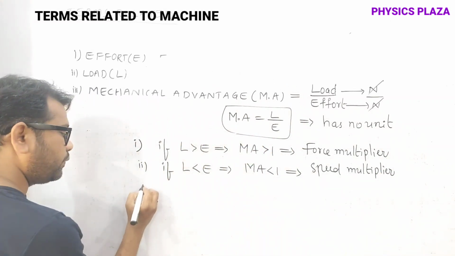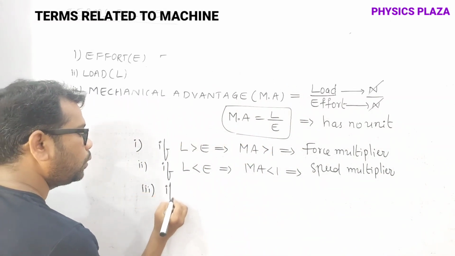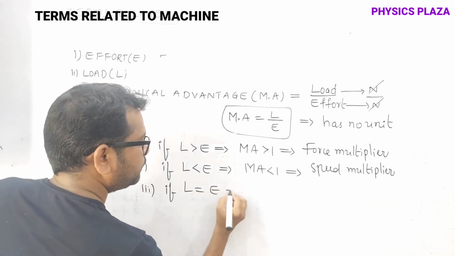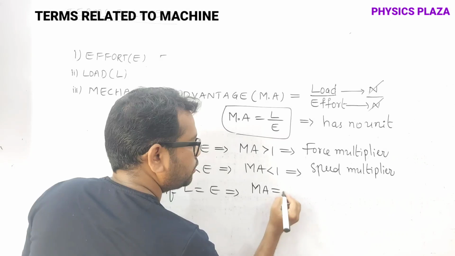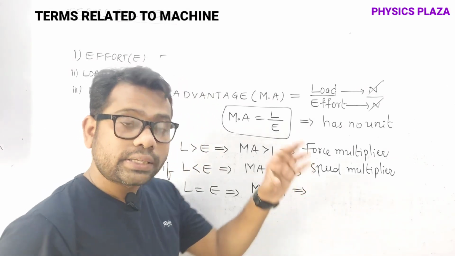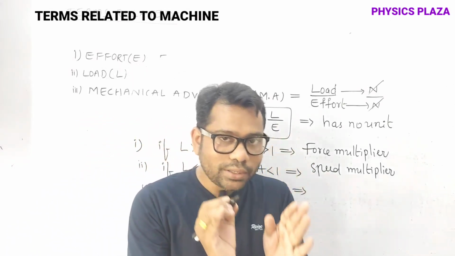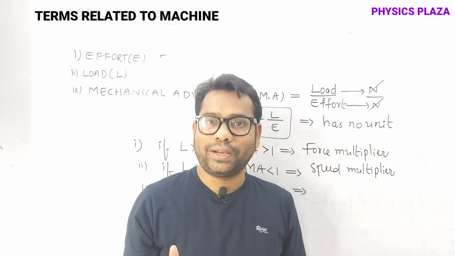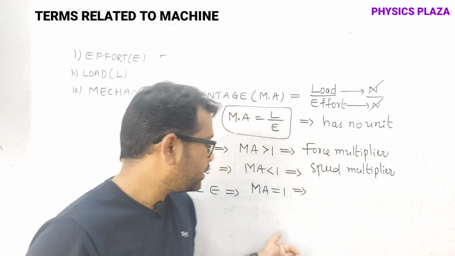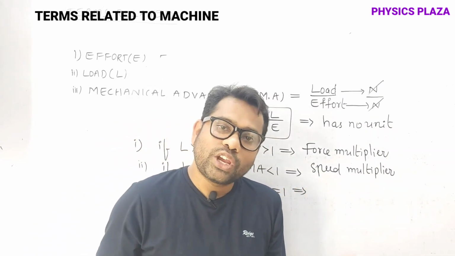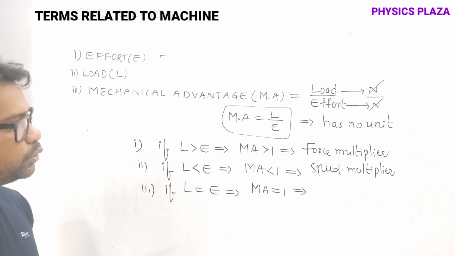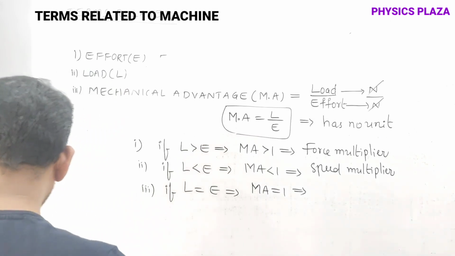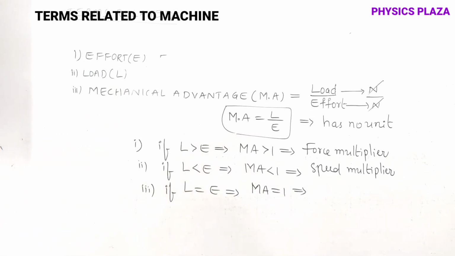Whereas, children, what if load is equal to effort? Obviously, here mechanical advantage is equal to 1. Such a machine is used to change the direction of the effort applied. Is that clear? If mechanical advantage is equal to 1, it is used to change the direction of effort applied. Okay, just copy this so that we can go for the next technical term.